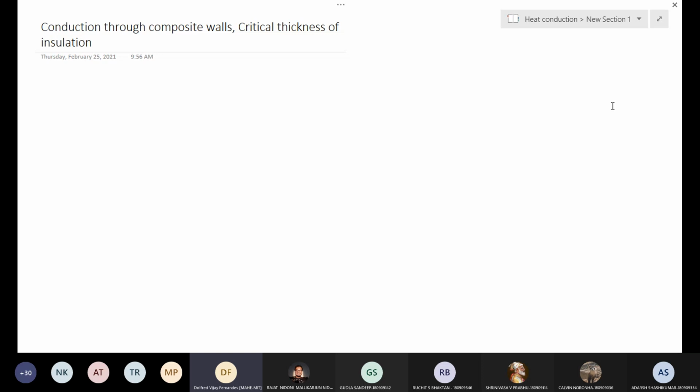Then we also obtained the log mean area and geometric mean area. So what is the log mean area actually? What is log mean area? Yeah, Adarsh, you can tell me.